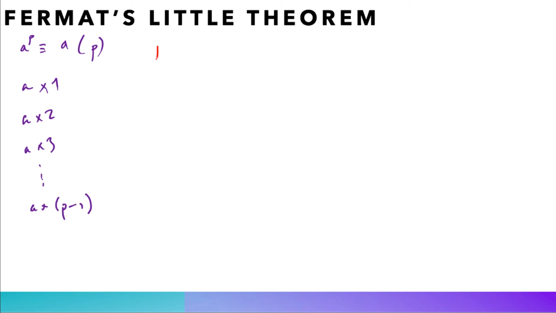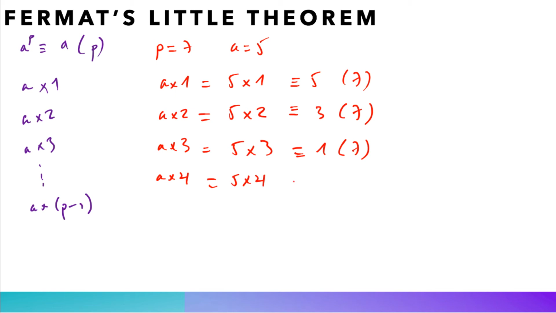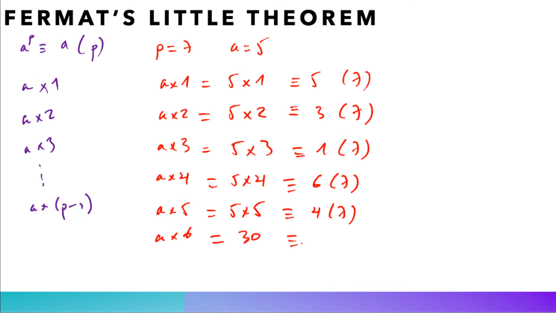For instance, if you take p equals 7 and a equals 5, then a times 1 is the same thing as 5 times 1, which is congruent to 5 modulo 7. A times 2 is the same thing as 5 times 2, which is congruent to 10 modulo 7, and this is 3 modulo 7. A times 3 is 5 times 3, and it is congruent to 1 modulo 7. A times 4 is 5 times 4, which is congruent to 6 modulo 7. A times 5 is the same thing as 5 times 5, which is congruent to 4 modulo 7. And a times 6 is the same thing as 30, which is congruent to 2 modulo 7.